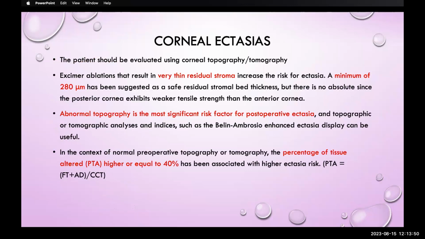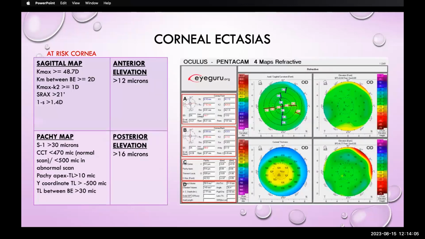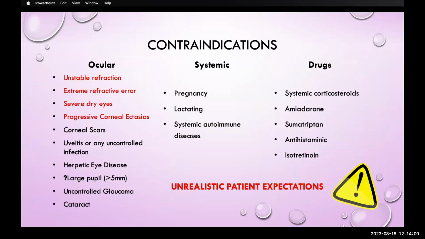A minimum of 280 microns has been suggested as a safe residual stromal bed thickness, but there is no absolute value since the posterior cornea exhibits weaker tensile strength than the anterior cornea. Abnormal topography is the most significant risk factor for post-operative ectasias. We can see the Oculus Pentacam and see the at-risk cornea status through the 4 maps.